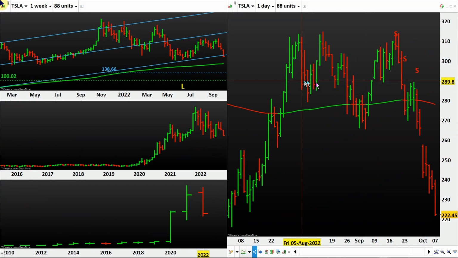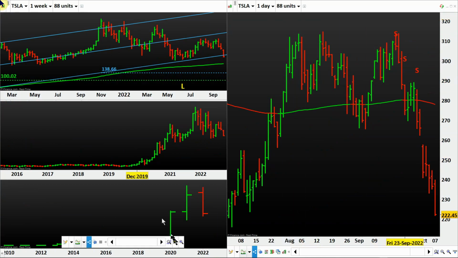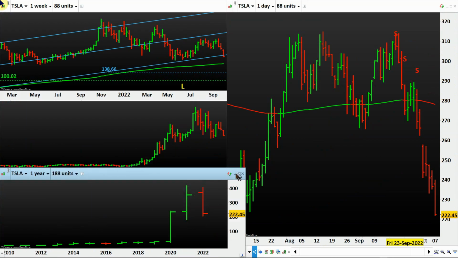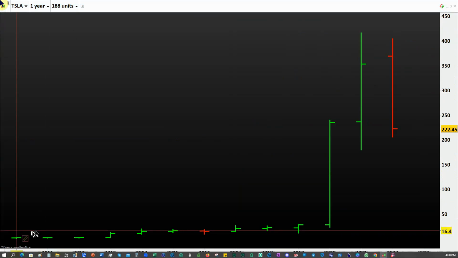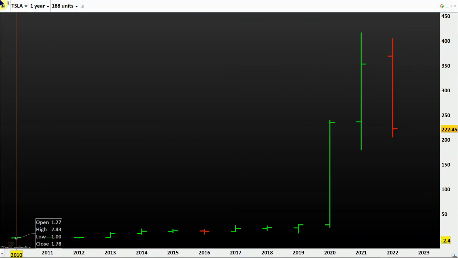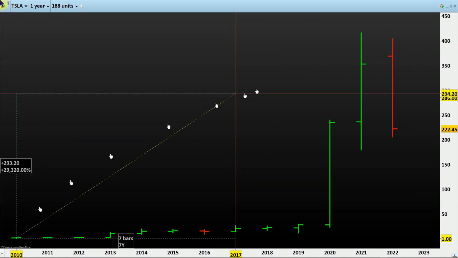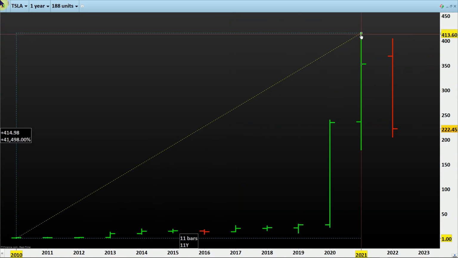All right, Tesla in front of us. Tesla, and this is the yearly. And first of all, if we see Tesla, the first question that comes to my mind, I don't know what question comes to your mind, is what was the lowest low? This is the $1. $1 was the lowest low in 2010, and in 12 years it has gone up. How many percentage times has it gone up?